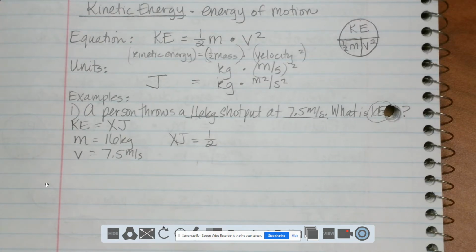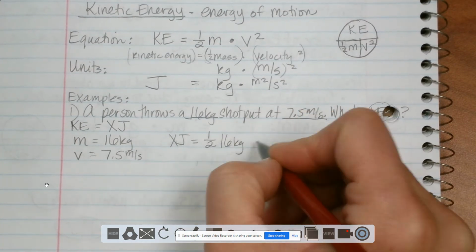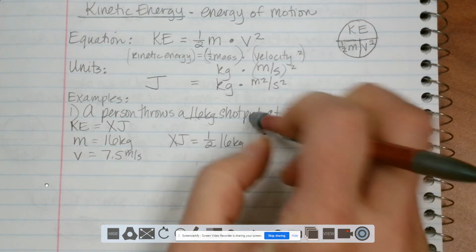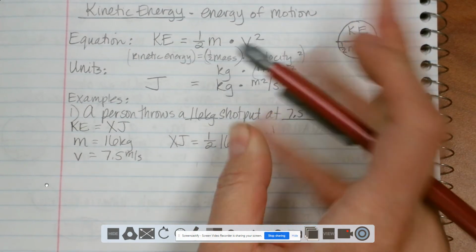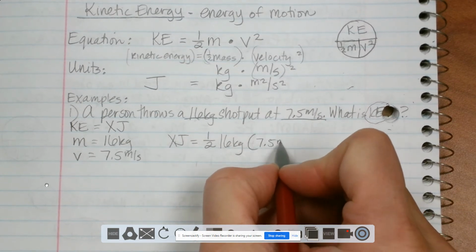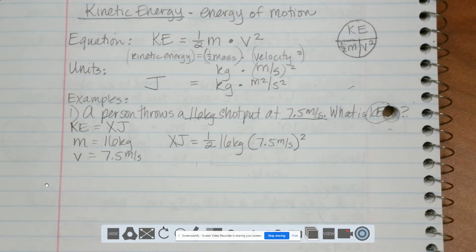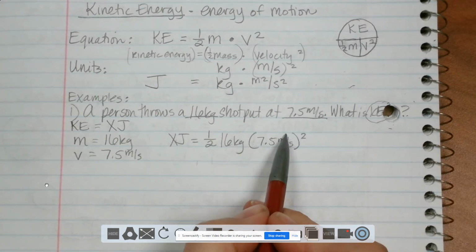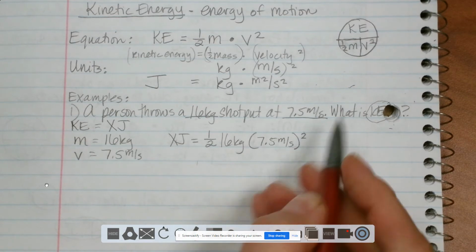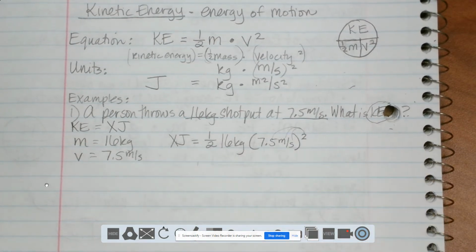And I'm going to do my mass. So it's 1/2 my mass, which is 16 kilograms, times, in parentheses, my velocity, 7.5 meters per second, and I'm going to put the squared outside the parentheses. Remember, you have to square everything inside, including the unit. So I'm squaring the seconds, the meters, and the 7.5. That's how the units work.